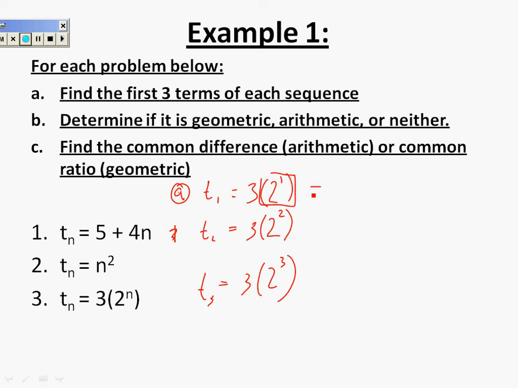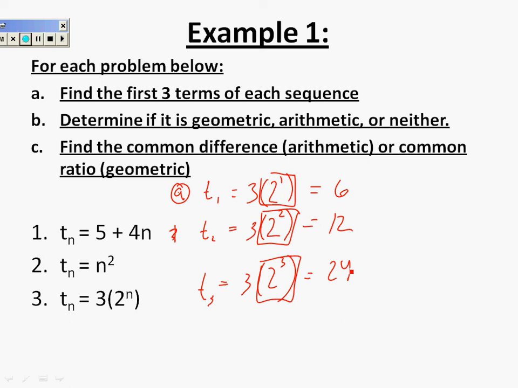Now we're going to do this power first. 2 to the second is? 4 times 3 is? And the last one, 2 to the third is? 8 times 3 is? 24. All right, so that's part A. You got to do that order of operations. Remember, math is not English. We don't necessarily go left to right with our operations.